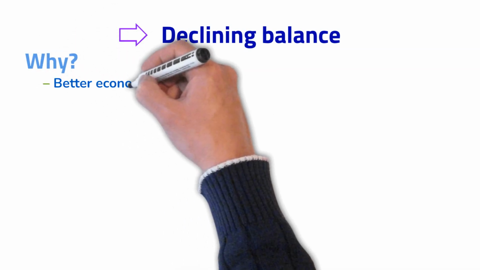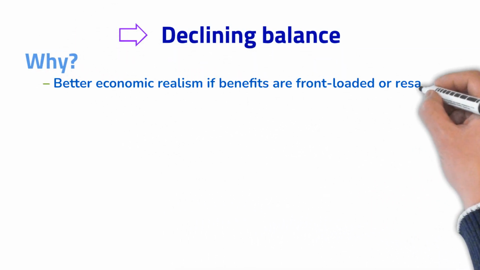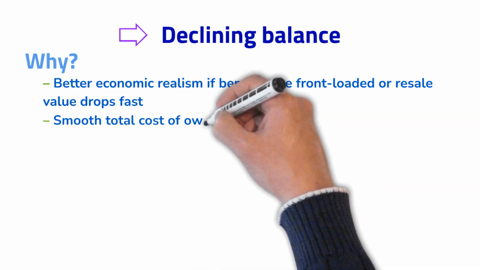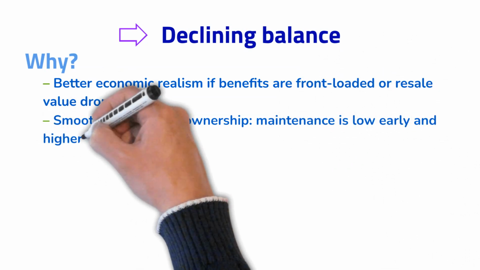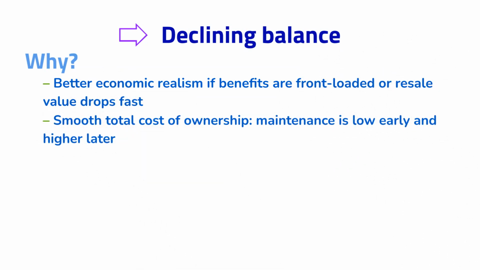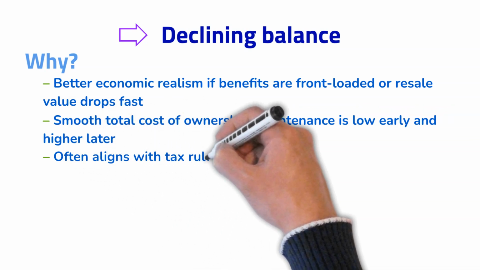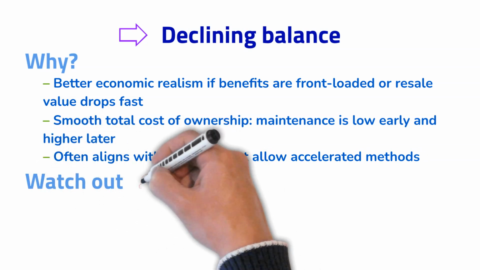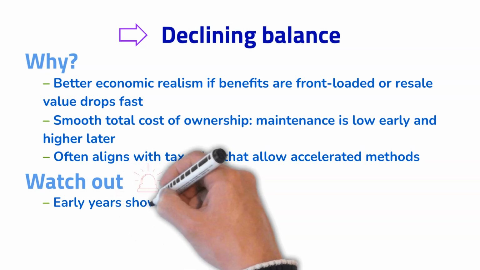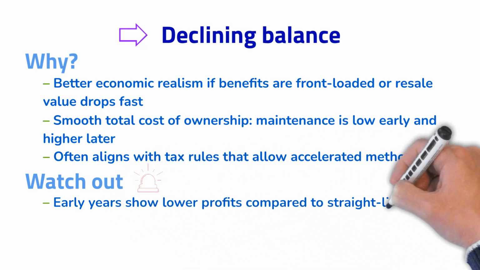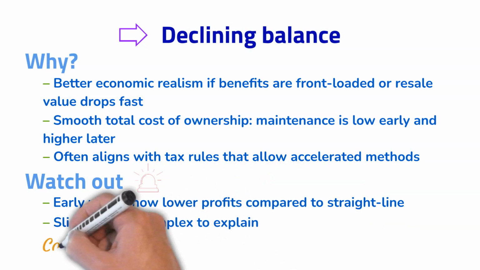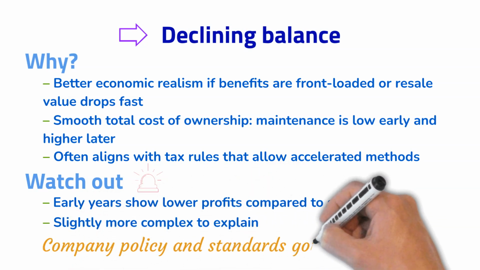Why would we choose this method? Declining balance method offers better economic realism if benefits are front-loaded or resale value drops fast. It can smooth the total cost of ownership because maintenance is low early and higher later. It frequently aligns with tax rules that allow accelerated methods, but this depends on jurisdiction and policy. What to watch out? Early years show lower profits compared to straight line. This method is also slightly more complex to explain. Company policy and standards govern the choice of the method and any changes.